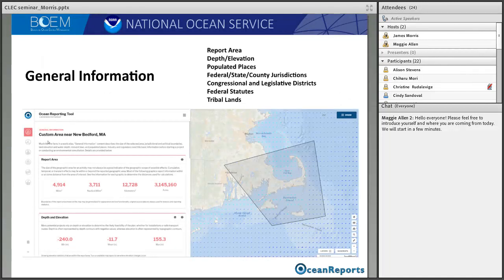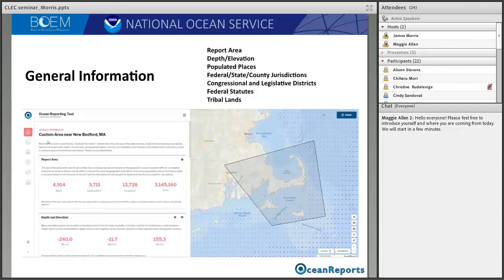All right, so for the next part, I'm going to go through each one of these chapters and share with you generally what's going on. General information is going to give you a report area, your depth and elevation. We've stitched together the highest resolution bathymetry data set that's available for the US EEZ for this tool. So anywhere you draw in the ocean, you're going to get depth and elevation. It's going to tell you the populated places.